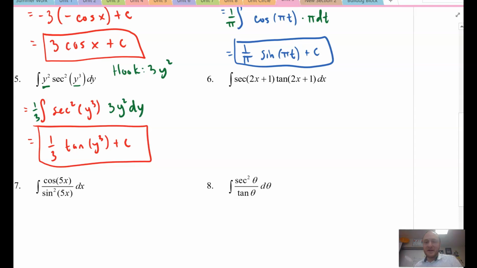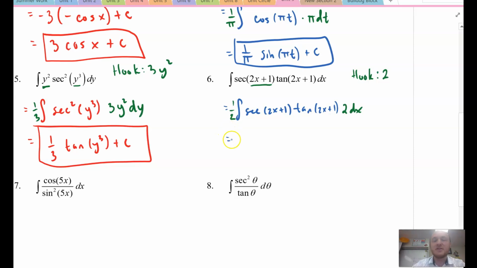Okay, number 6. Number 6, notice again, we do have a function on the inside. So I have a hook, which is 2, and I'm going to go ahead and rewrite this. So some of you guys are looking at this, you're like, oh my gosh, what the heck is this? This one is actually very, very simple. Again, if you memorize your derivatives and also your antiderivatives. So I'm going to introduce a 2, right? There's my hook, and I'll balance it with a 1/2, okay?